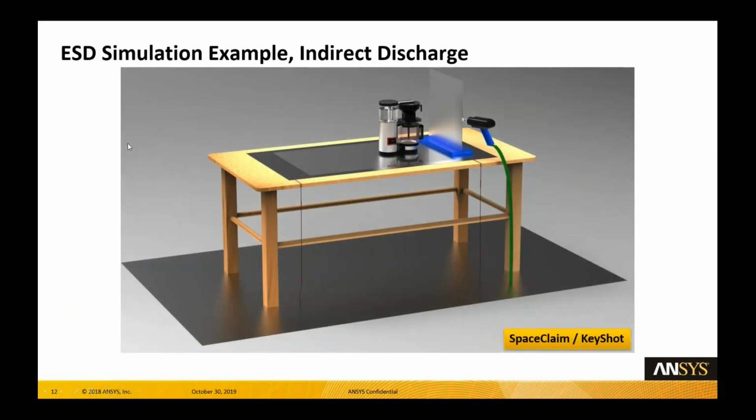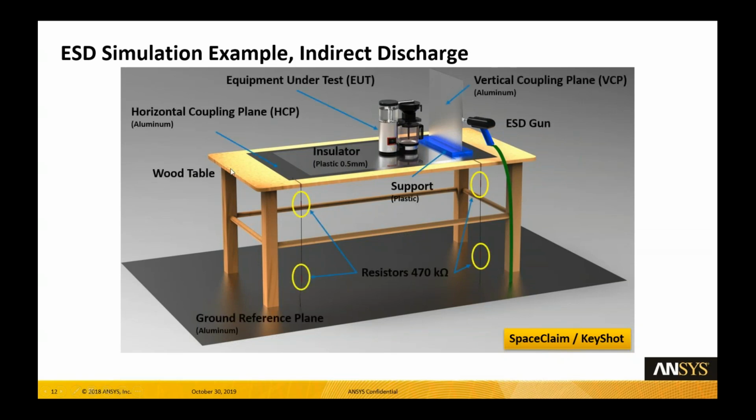A real scenario will look like this. This is modeled in SpaceClaim, I believe, with some rendering through KeyShot. The coffee machine is on the table. We have a vertical plane that has an electrostatic discharge gun attached to it. Other things need to be addressed. We need support, we also need some resistors that touch the ground, and we also need a ground reference plane. In this case, we have an aluminum sheet placed under the table. We also need a plastic insulator.